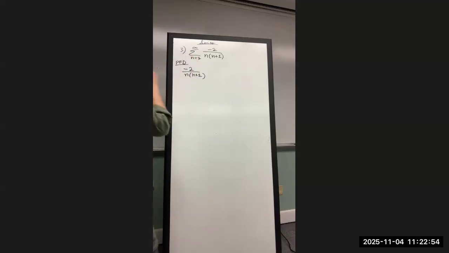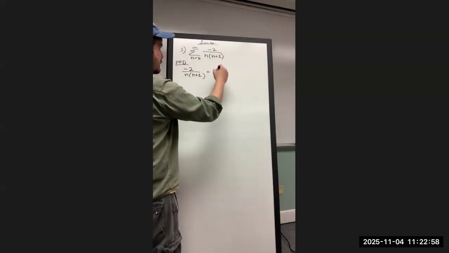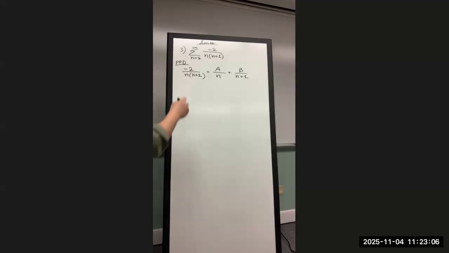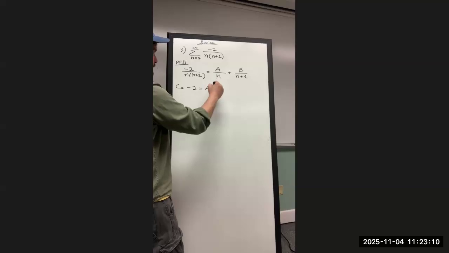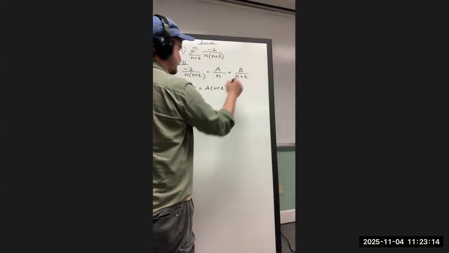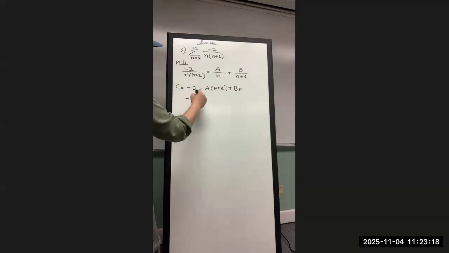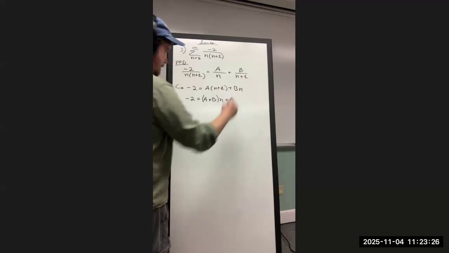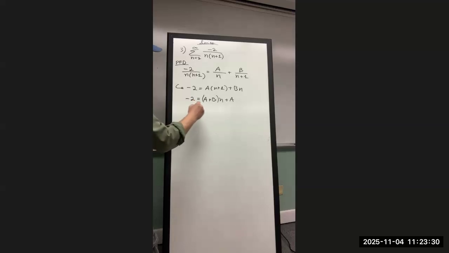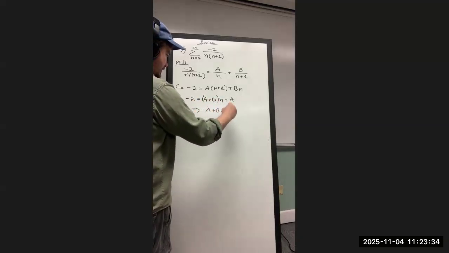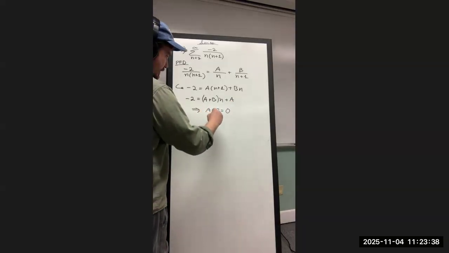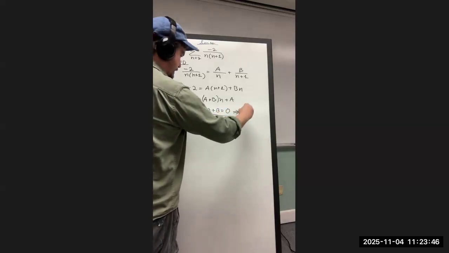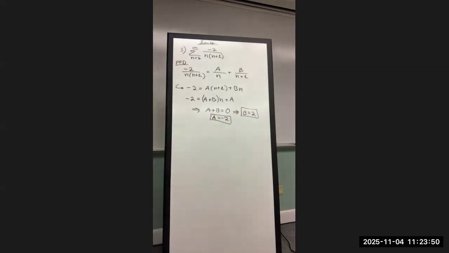So partial fraction decomposition. How do we set this up? A over n plus B over n plus 1 should be equal to all of that. So that's going to tell us that -2 will equal A times n plus 1 plus B times n. And then I like to do equating coefficients. So we'll have A plus B times n plus A, which gives us a system of equations in the coefficients. We know that A plus B must equal 0 since there are no n terms on the left-hand side. And we know that A must equal -2 because that's the only constant term. Once we know A equals -2, that gives us B. So we've got A, we've got B.